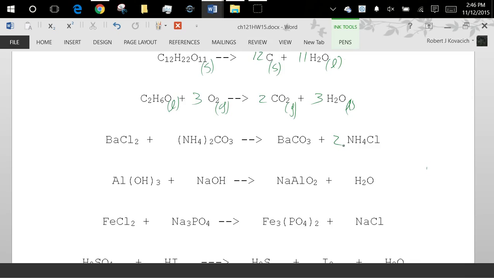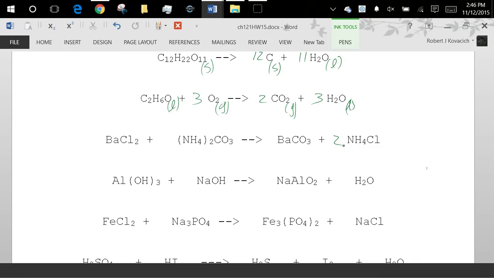So then what about the next one? The ammonium carbonate. What kind of compound is it? Ionic. How do you know it's ionic? That's two polyatomic ions, right? Ammonium's a polyatomic ion, so is the carbonate. So that's definitely an ionic compound. So what does this look like?